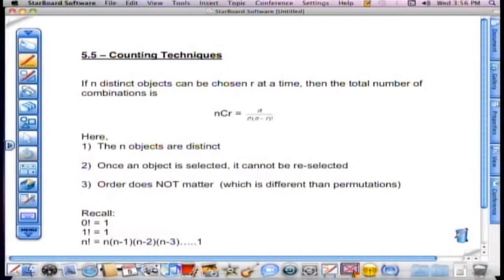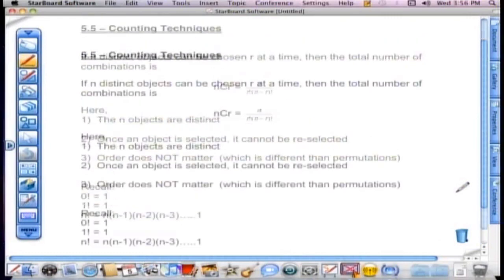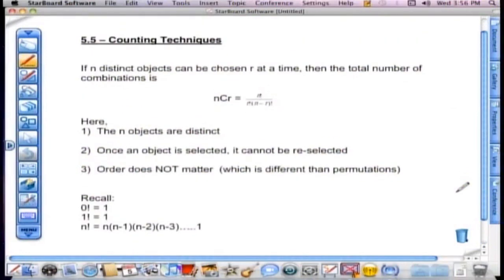Okay, and to wrap up this chapter, we're going to talk about counting techniques. This might be kind of funny to you because, who doesn't know how to count? But counting is really a vast area of statistics. It has to do with a whole bunch of interesting things like queuing theory, which is how people wait in line.